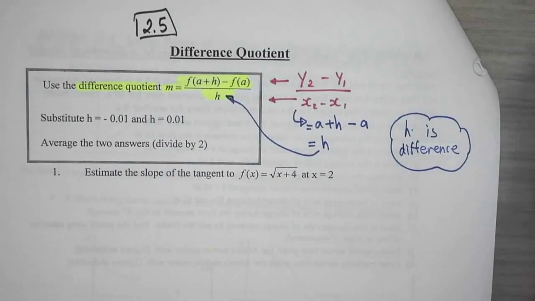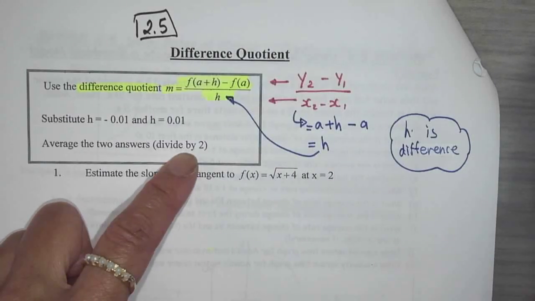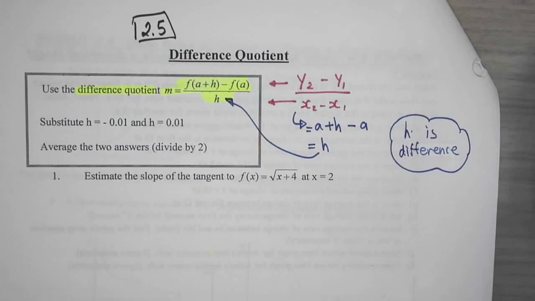Same idea, but we're going to start with the formula. So our first step for this one is using the formula, and then we're going to average the two answers by dividing by 2. So it's the same idea of what we started with yesterday. Now, let's try it.